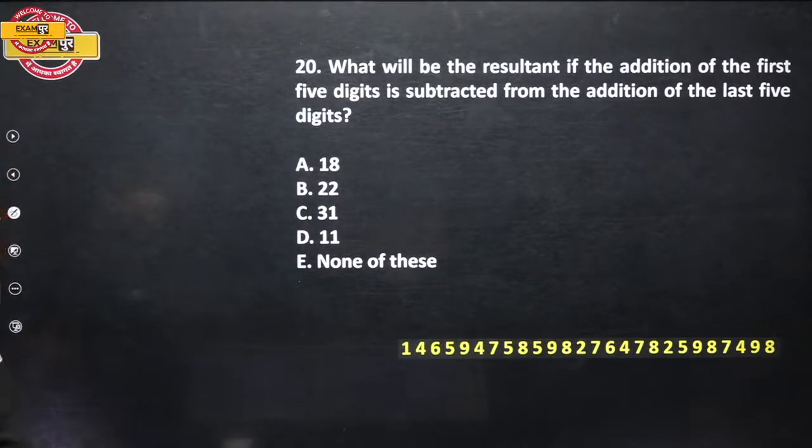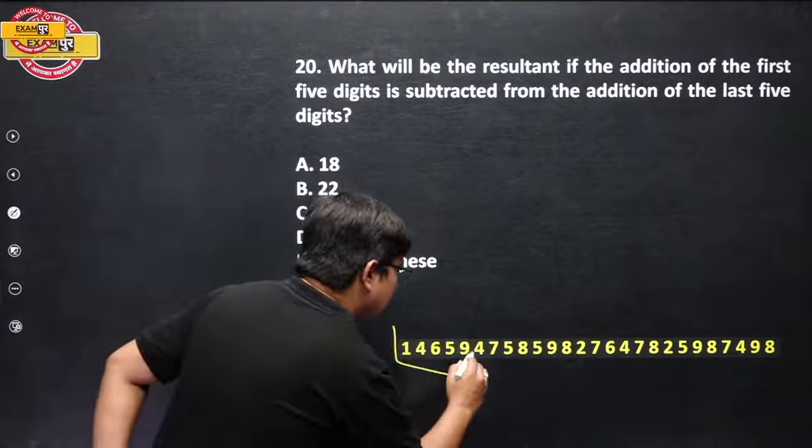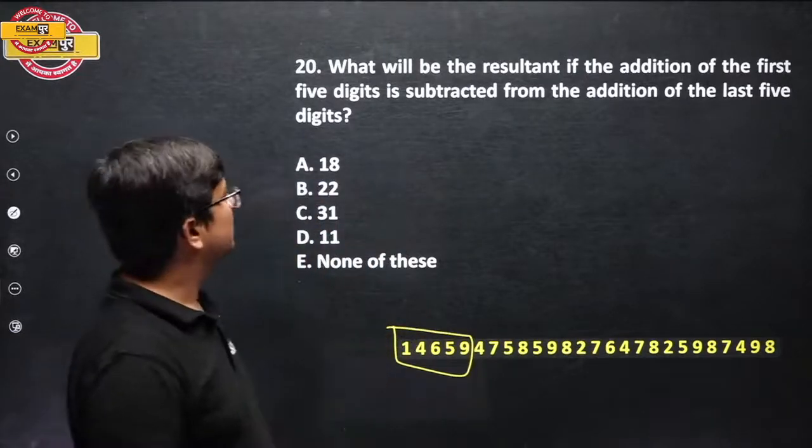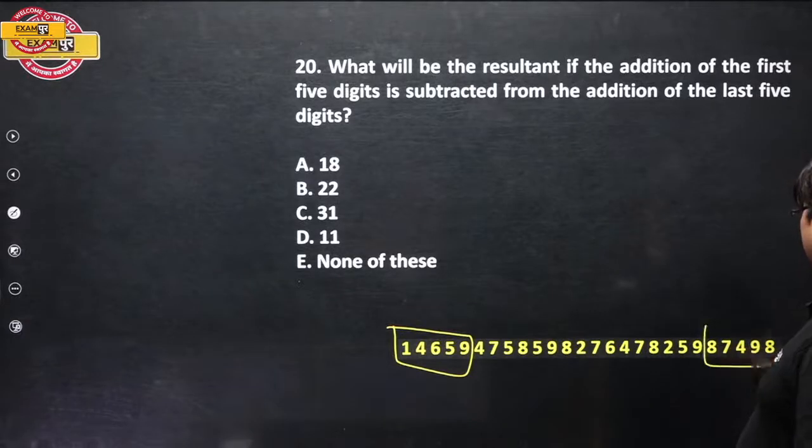What will be the resultant if the addition of the first 5 digits is subtracted from the addition of last 5 digits? Now just apply your mind.